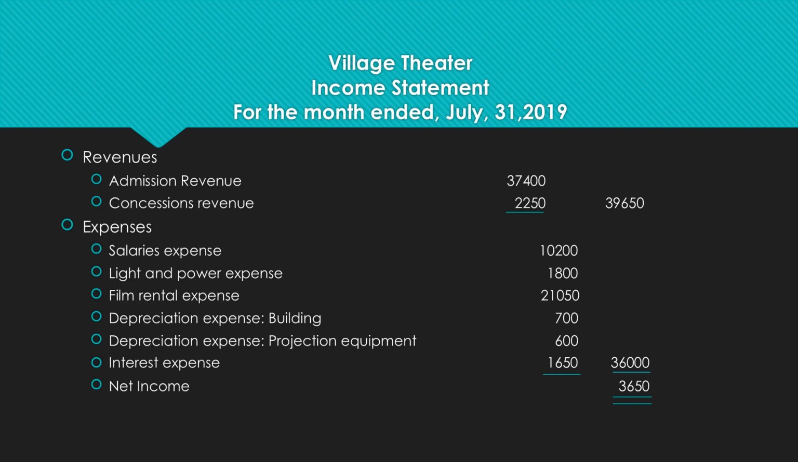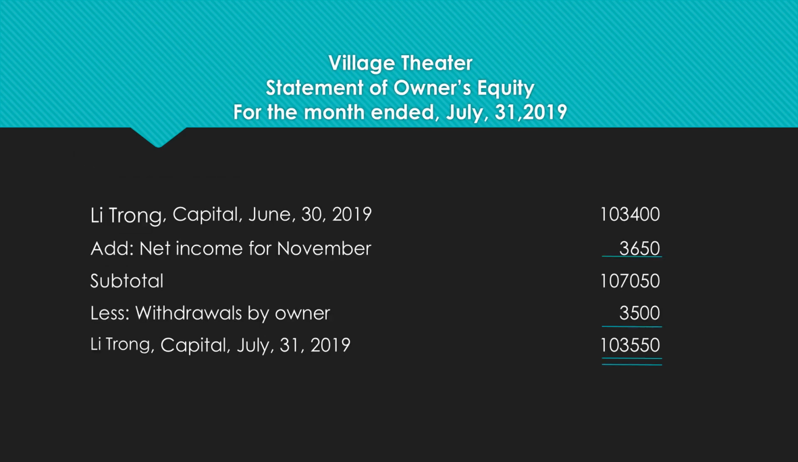Now we will prepare the next financial statement: Village Theatre statement of owner's equity for the month ended July 31st, 2019. First we show the Lightroom capital which is given in the trial balance before adjustments, 103,400. Before this statement of owner's equity, we prepared the income statement. We derived income for the month of July of 3,650.